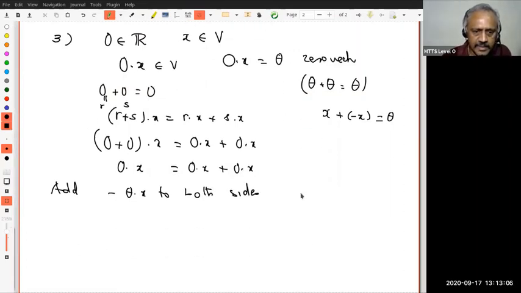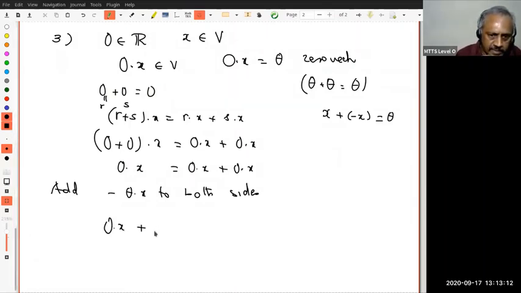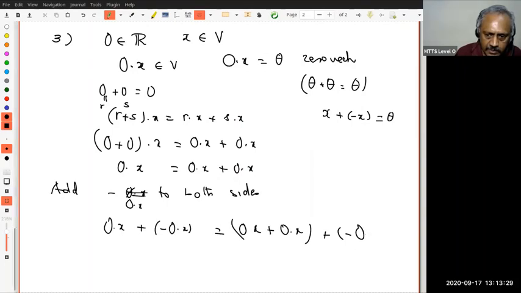So what do you think I will get? I will get 0x plus minus 0x. Sorry, not theta, this is 0x. 0x plus (minus 0x) equal to 0x plus 0x plus (minus 0x). You understand this? I am writing very carefully. Now this is 0x, this is its additive inverse, therefore this sum is going to be theta. Right? These are two vectors which each is the additive inverse of the other, therefore the sum will be the 0 vector theta.